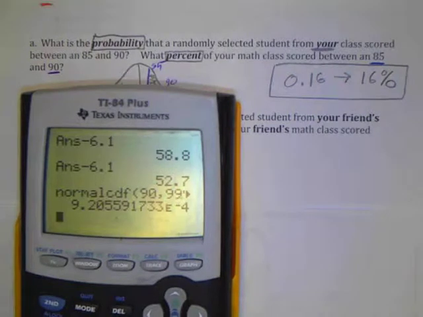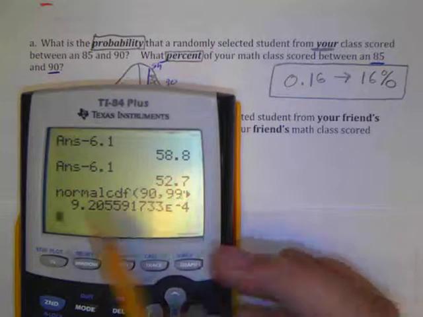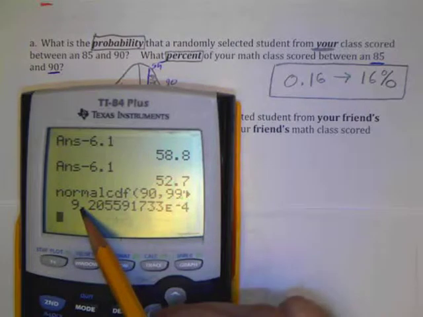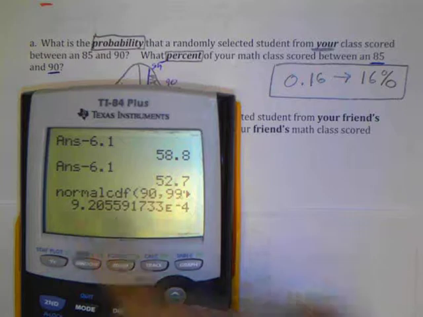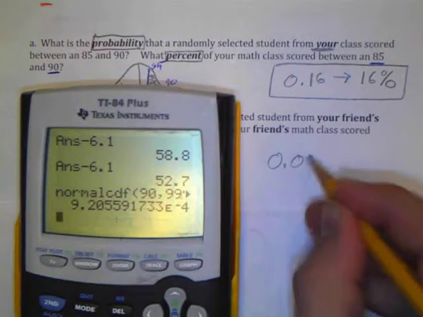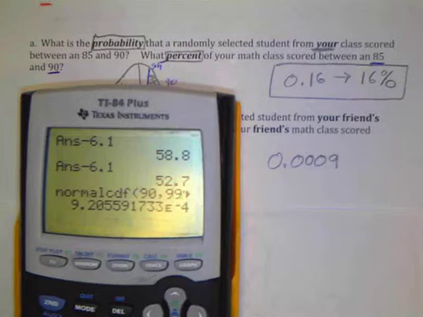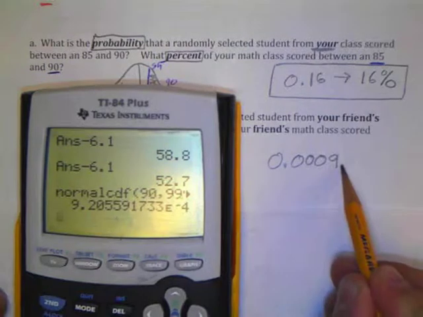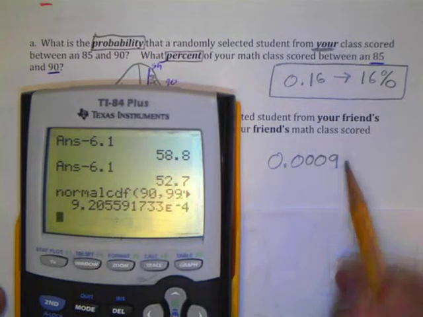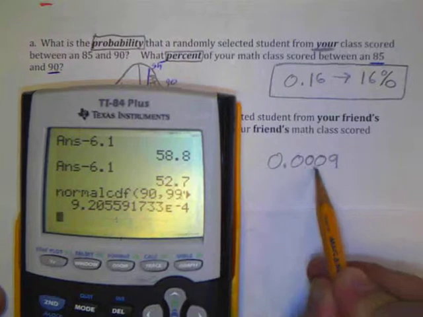Whew, what's this e to the negative 4 deal? So this is just how the calculator does scientific notation. This negative 4 means take this decimal 4 places to the left. So here's 1. I'm going to need 3 more zeros. 1, 2, 3, 9. Right? So the decimal was here right after the 9, and I moved it 4 places to the left. 1, 2, 3, 4.